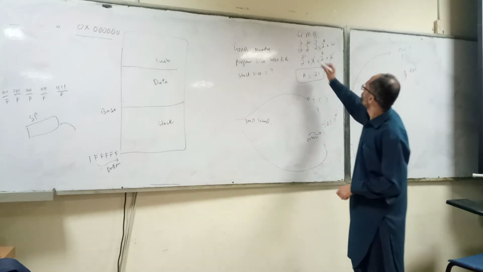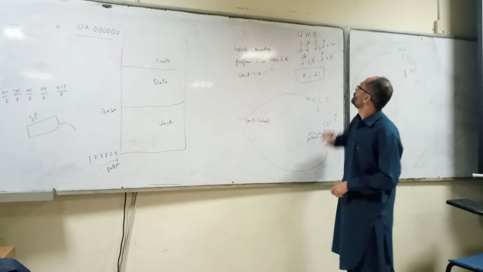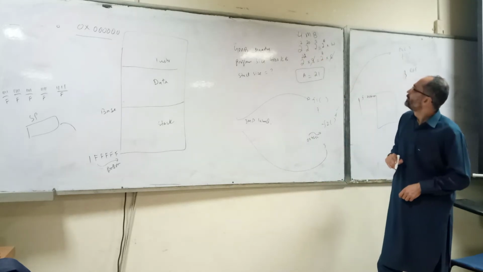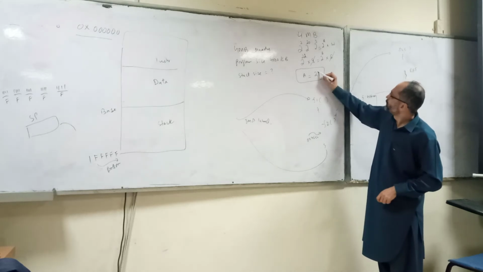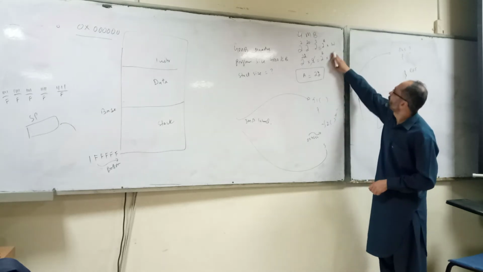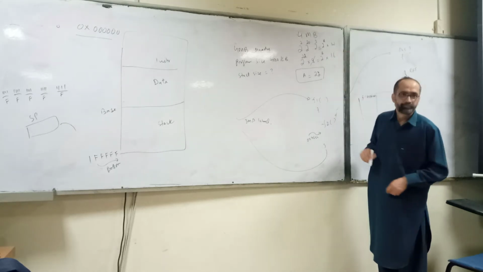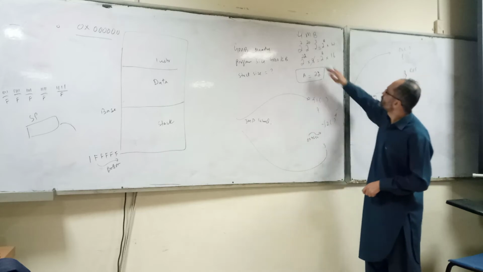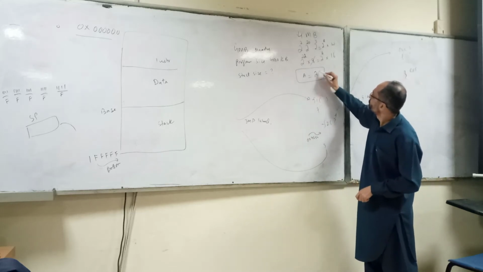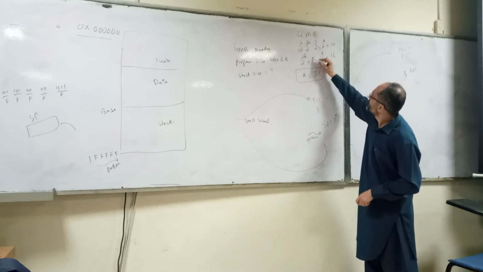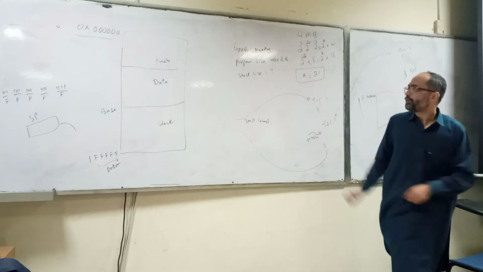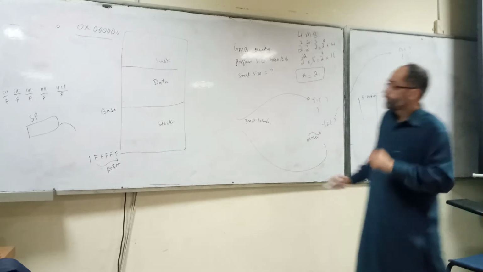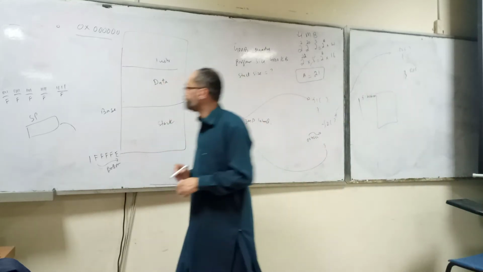So 4 MB is 2^22, yes. It will be 22. But if we say that W is 16, let's assume W is 16, then A is equal to 21. Calculate A plus W, and A will be 6. So it will be 0x1FFFFE.